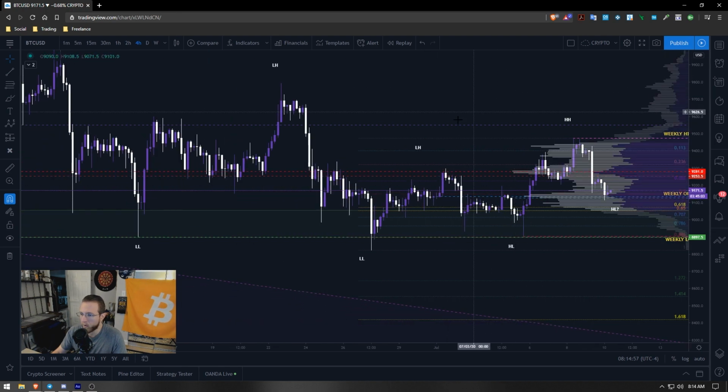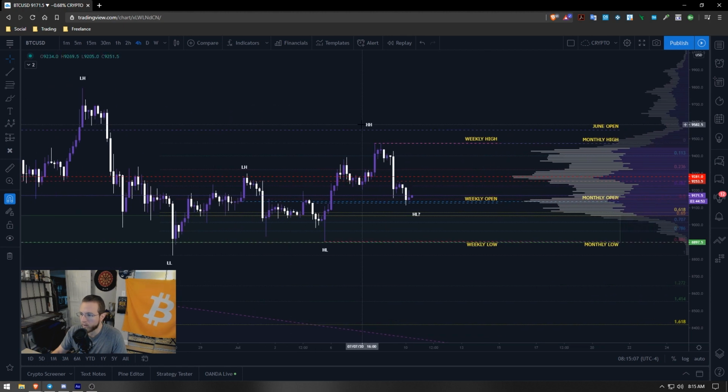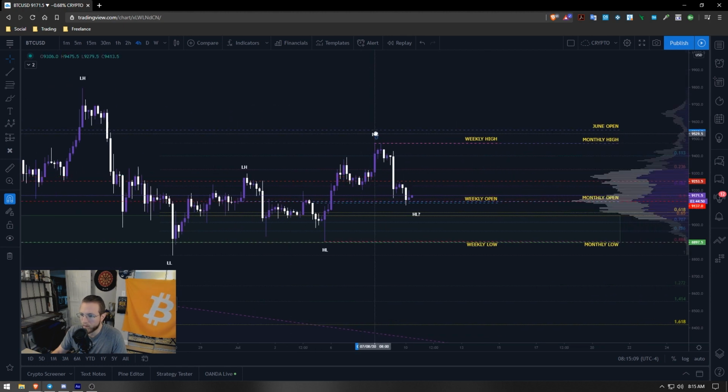Let me go down to a 4 hour and just show this in a little bit more detail here. Whenever you have text boxes, they never link to the candles. You kind of have to move them around. It's a pain in the ass. TradingView, if you're watching, please fix that.